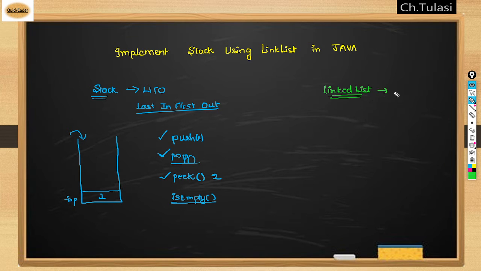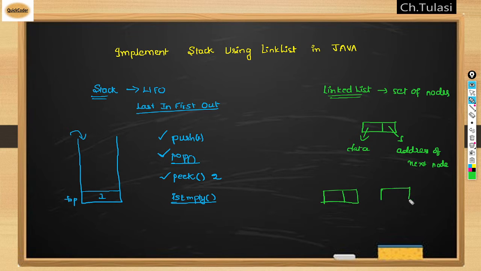Now let me discuss what a linked list is. A linked list is a set of nodes. So what is a node? A node consists of two parts. One is the data part, which contains the data, and the other is the address of the next node. This is the normal structure of a linked list. The head always points to the first node, and the last node always points to null. This is the simple structure of a linked list.